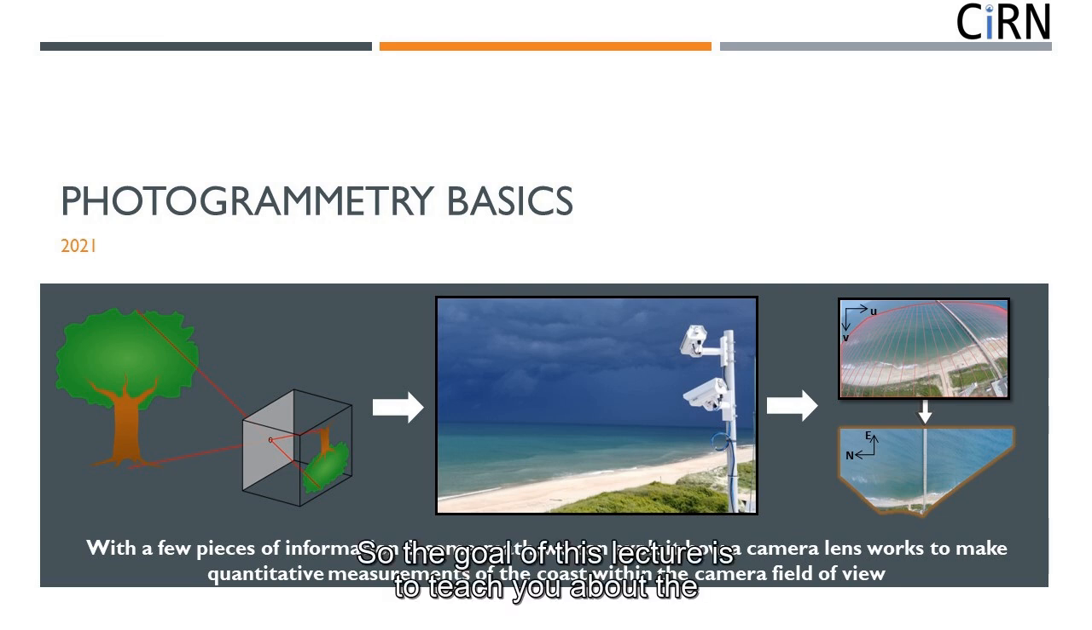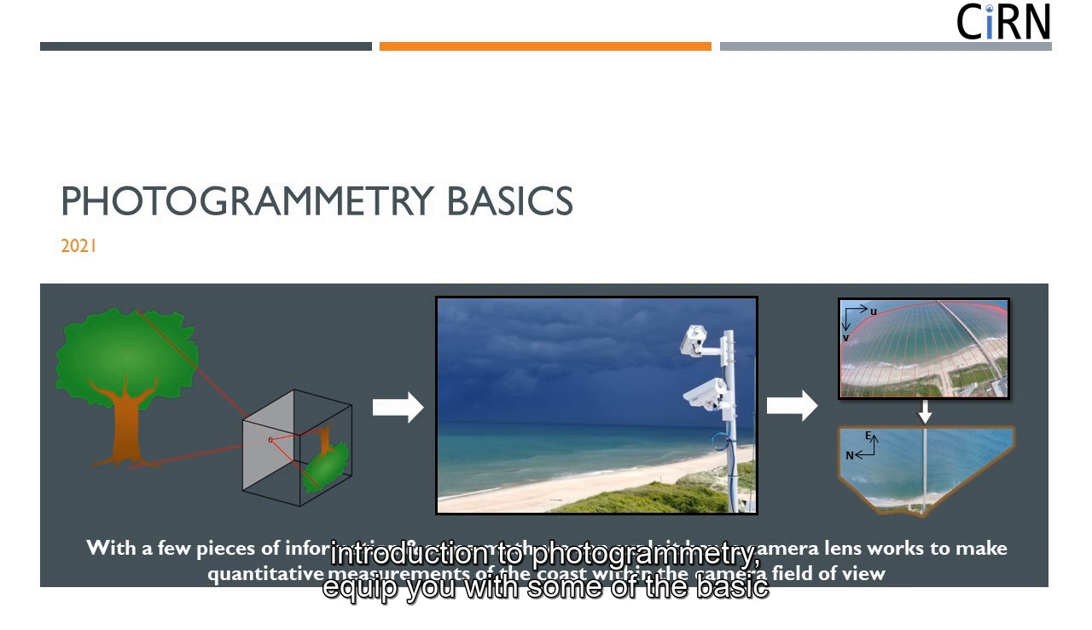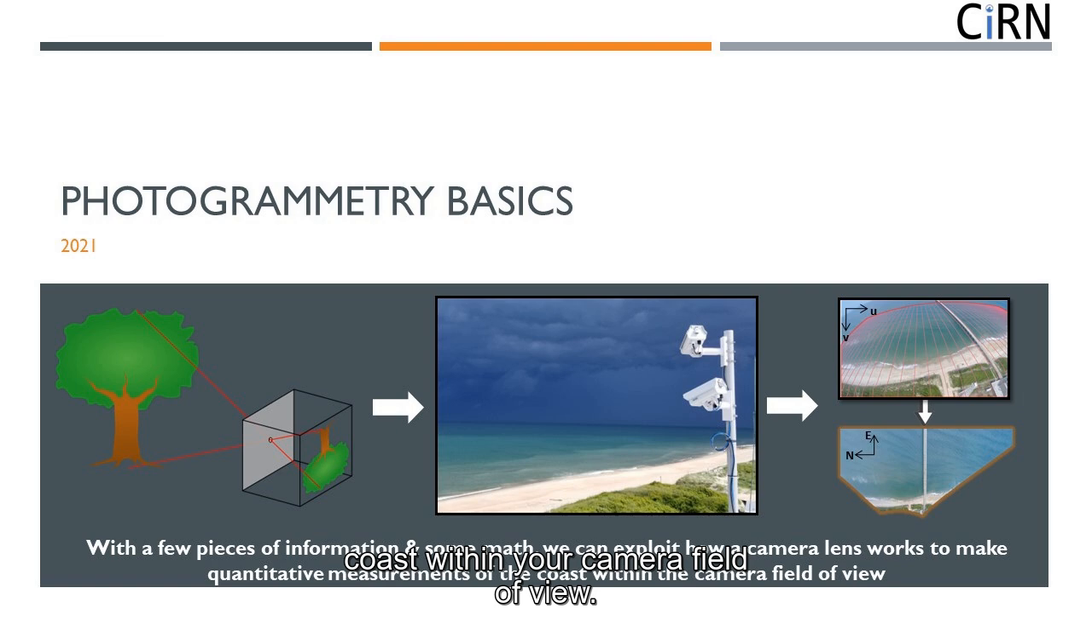So the goal of this lecture is to teach you about the introduction to photogrammetry, equip you with some of the basic concepts and math understanding of how we take pictures and then turn that into quantitative imagery that we can exploit. And so basically the concept is, with a few pieces of information, a little bit of math, we can exploit how a camera lens works to make quantitative measurements of the coast within your camera field of view.